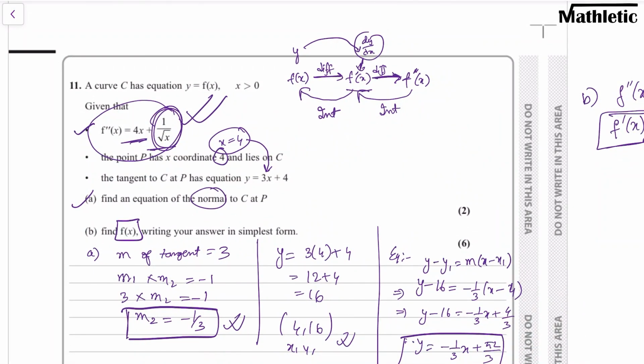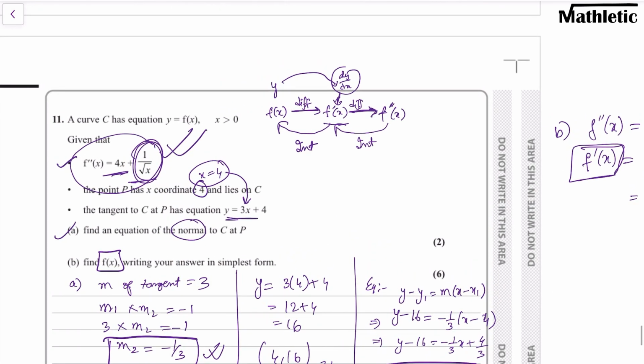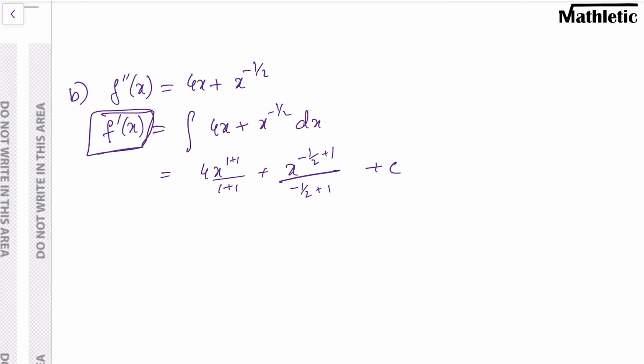The gradient is what? Gradient of the tangent is 3. So gradient is 3. It means f prime is 3 when x equals 4. So we can use those boundary conditions. So when x equals 4, the gradient f prime is actually 3.